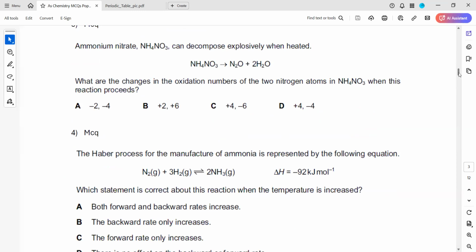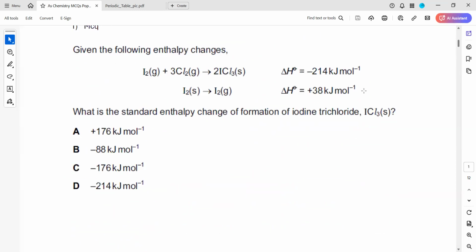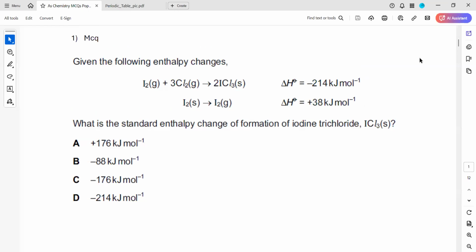And there was a doubt in question 1 and 2, as one of the students asked. The question is: given the following enthalpy changes, what is the standard enthalpy change of formation of iodine trichloride? So we want a formation. The term formation means when elements in their standard state form a compound. So here, what is the state of iodine at room temperature? Iodine is solid at room temperature, and chlorine is a gas.